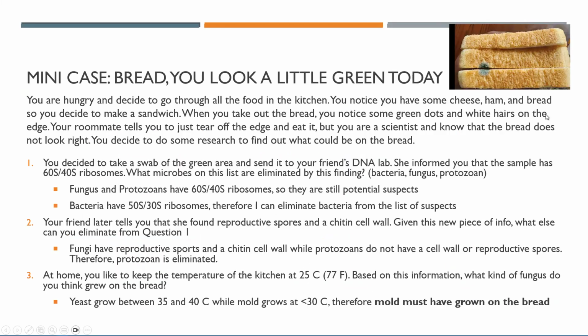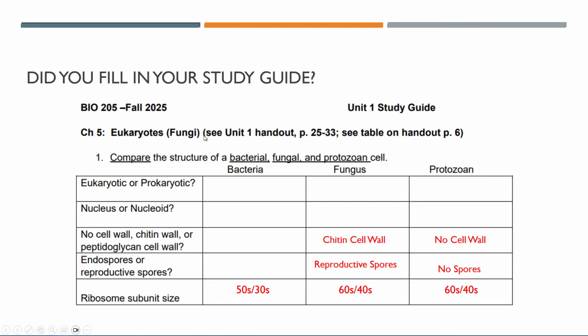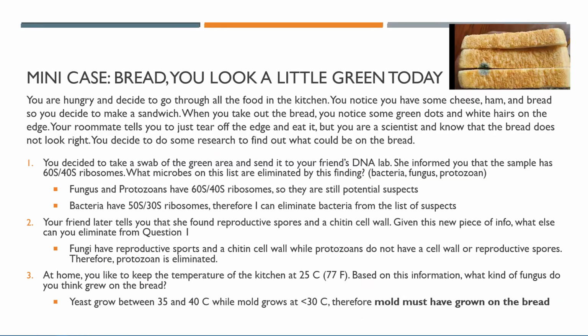The other thing I gave you was that fungi have reproductive spores and a chitin cell wall, while protozoans do not have a cell wall or reproductive spores. So go back: fungus, chitin cell wall, reproductive spores. Protozoan, no cell wall, no spores. Pretty simple. And this last one, I don't have the table shown, but it's on page 6.